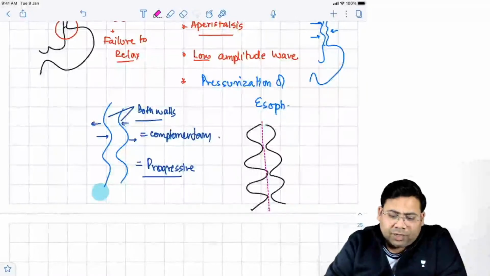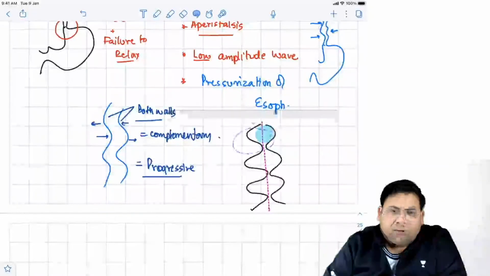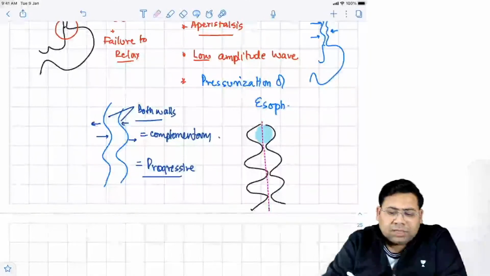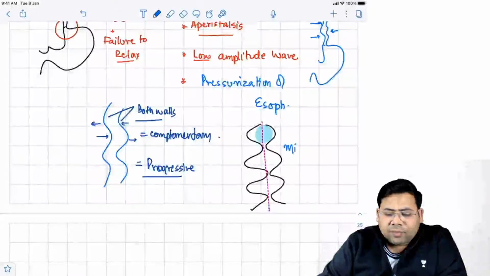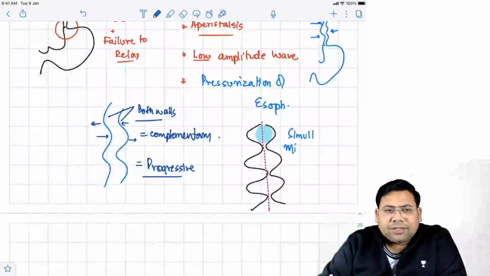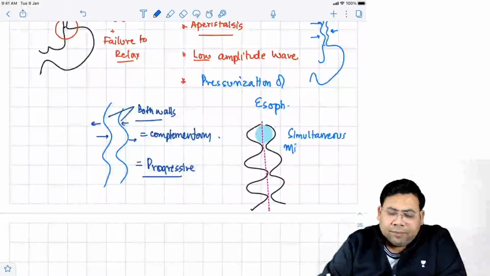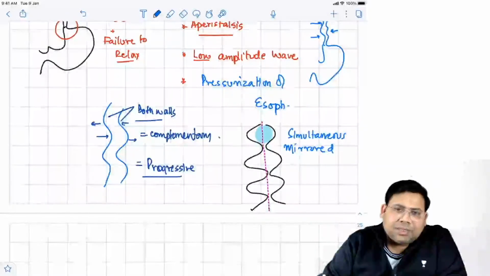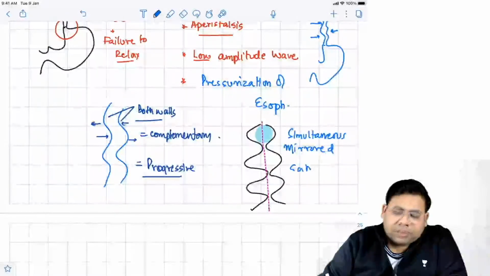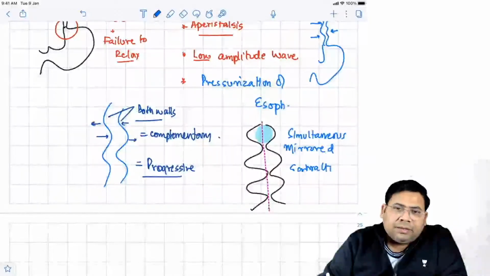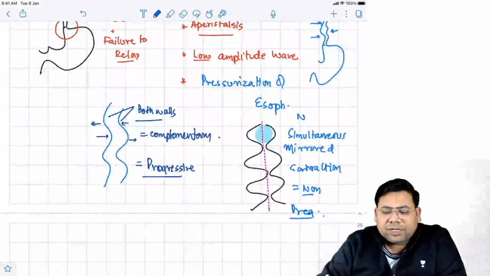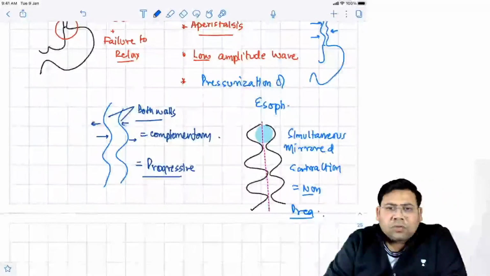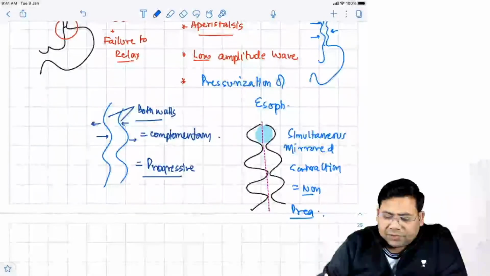So आप मेरे को ये बताओ कि how will this bolus go down? It will not go down, and this is what is known as simultaneous mirrored contraction. So in vigorous achalasia or type 3 achalasia, simultaneous mirrored contractions happen, and bache, therefore they are non-progressive. So in achalasia, first of all, peristalsis is not present. If it is present, it is non-progressive. So progressive versus non-progressive, we have seen this.